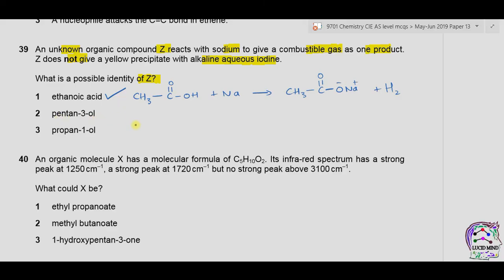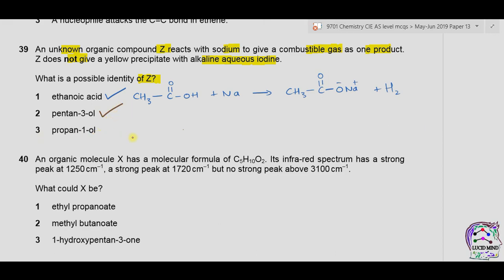Second is pentan-3-ol. In pentane we have 5 carbon atoms, and on the third carbon we have the alcohol functional group attached. As we know, alcohol can react with sodium to form sodium alkoxide, along with the formation of hydrogen gas. Also, we have an ethyl group on one side of this carbon and an ethyl group on the second side, so it will not give a yellow precipitate with alkaline aqueous iodine. So 2 is also true.